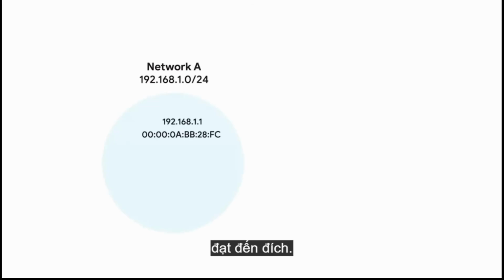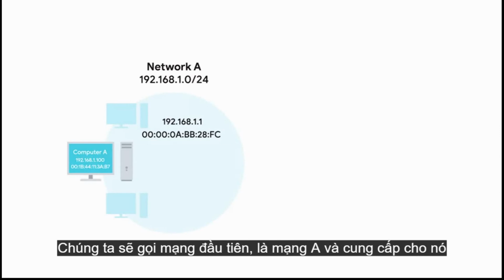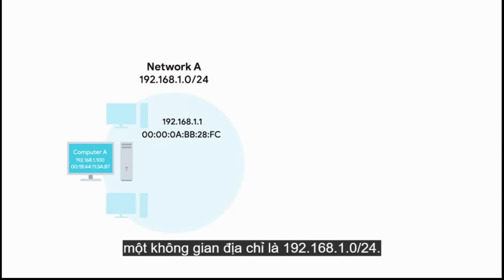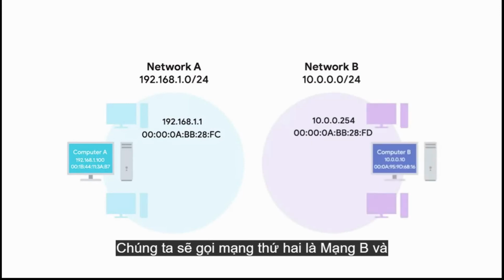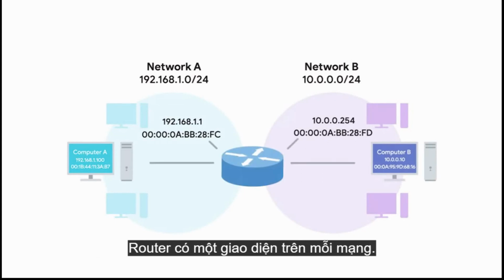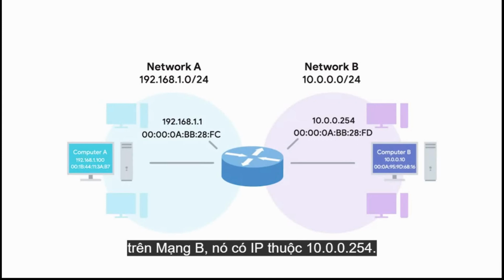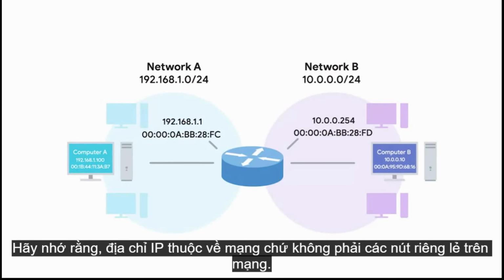Let's imagine a router connected to two networks. We'll call the first network Network A, and give it an address space of 192.168.1.0/24. We'll call the second network Network B, and give it an address space of 10.0.0.0/24. The router has an interface on each network. On network A, it has an IP of 192.168.1.1, and on network B, it has an IP of 10.0.0.254. Remember, IP addresses belong to networks, not individual nodes on a network.